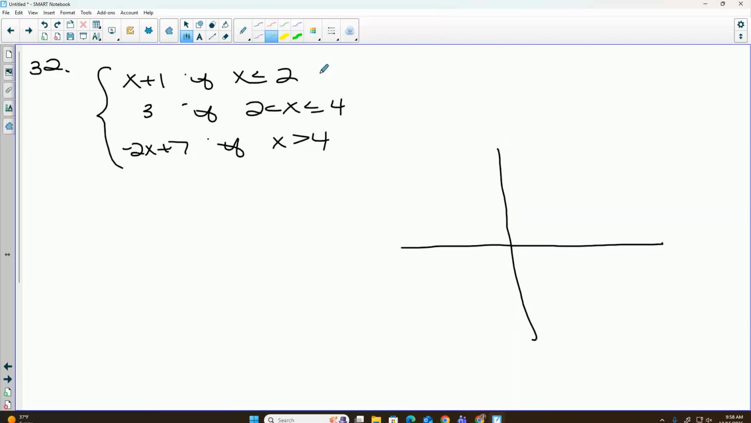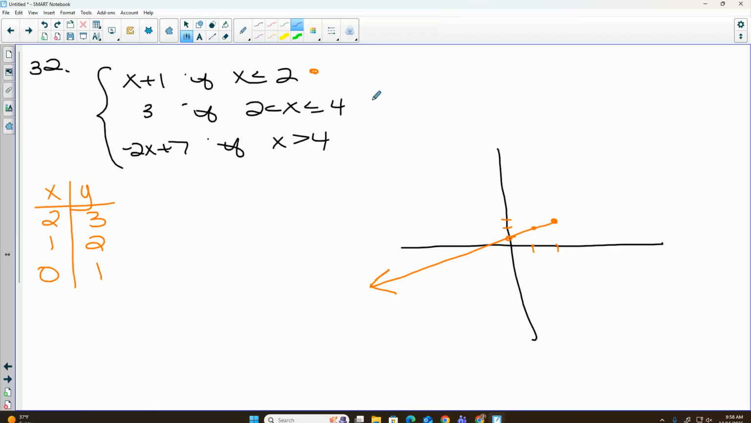So if I start with this piece, you will always have to start with the endpoint. So I have to start with 2, and then x is less than that, so things smaller than 2. So 2 plus 1 is 3, 1 plus 1 is 2, 0 plus 1 is 1. How do we know if it's an open or closed circle? Right, less than or equal to means closed. So 2, 3, 1, 2, 0, 1. And this started here, and it was everything less than, so it just keeps going to the left. So that's our first line.